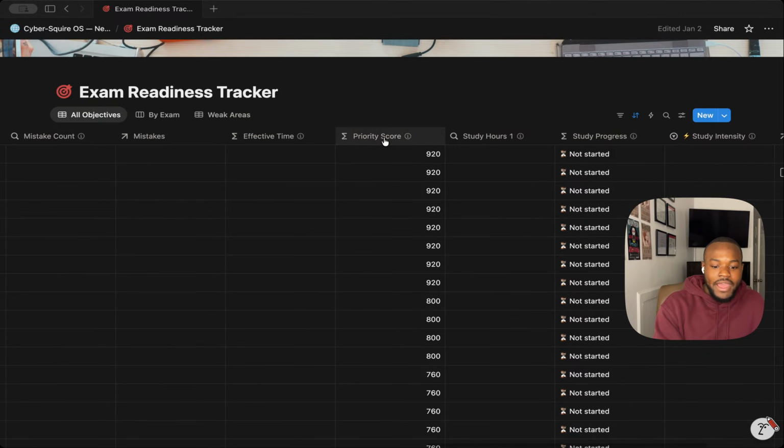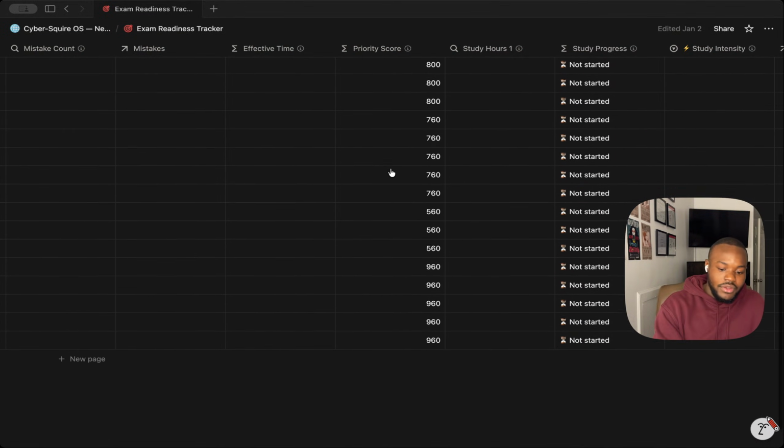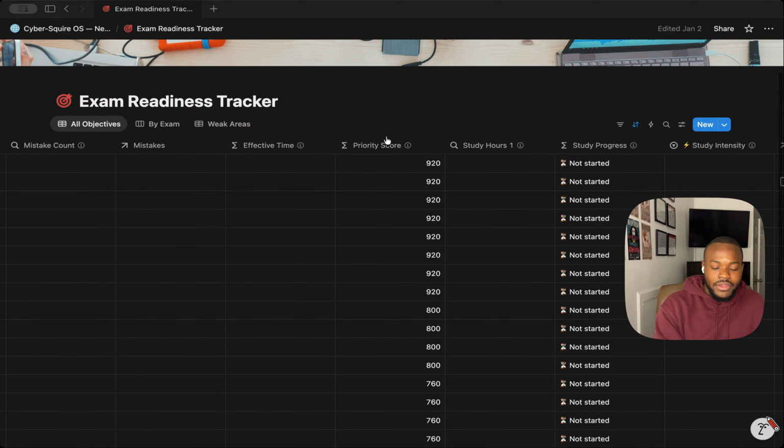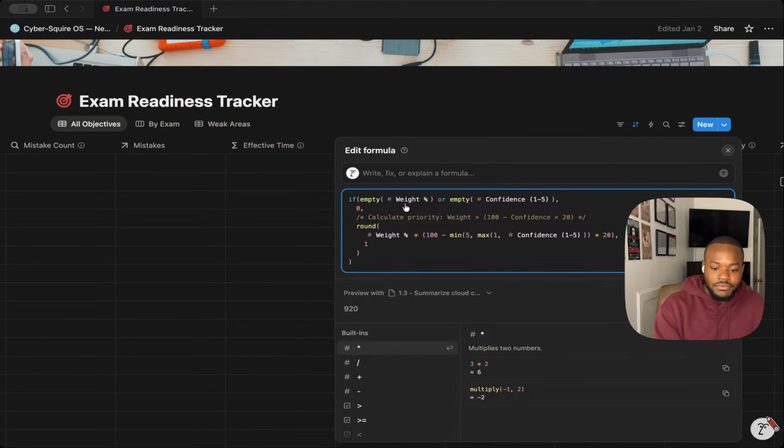Cool. Then we have our priority score. What are we trying to get in that category? And it is easily explained. See? Weight, the confidence, and the way the formula goes is based on the weight of that portion, 100 minus the number of mistakes, and is multiplied per percentage, and then, of course, you get something from there.